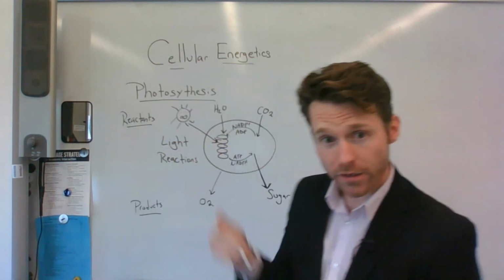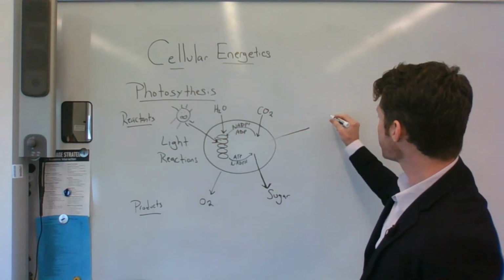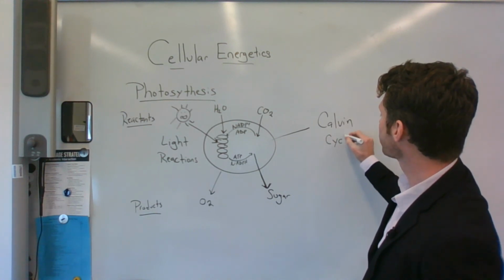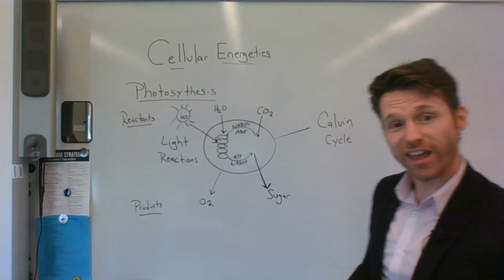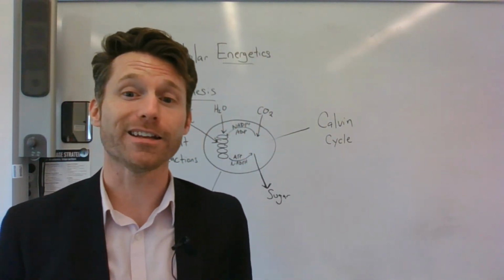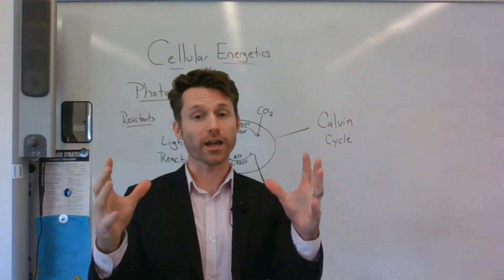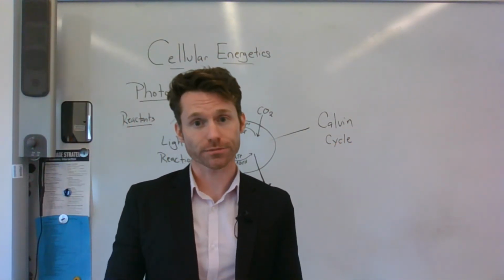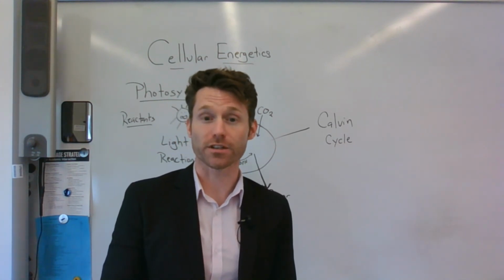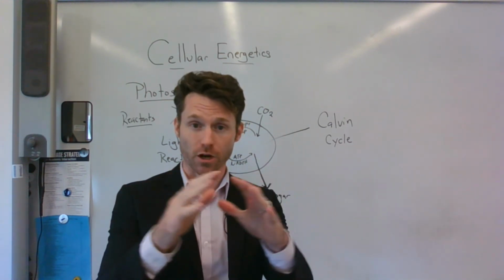Within the stroma, the second set of reactions occur. And the second set of reactions is called the Calvin cycle. And so the Calvin cycle utilizes the energy stored in the ATP and the NADPH to create these complex sugars. So it's using that energy to decrease the amount of entropy in this overall system by making these complex sugars.